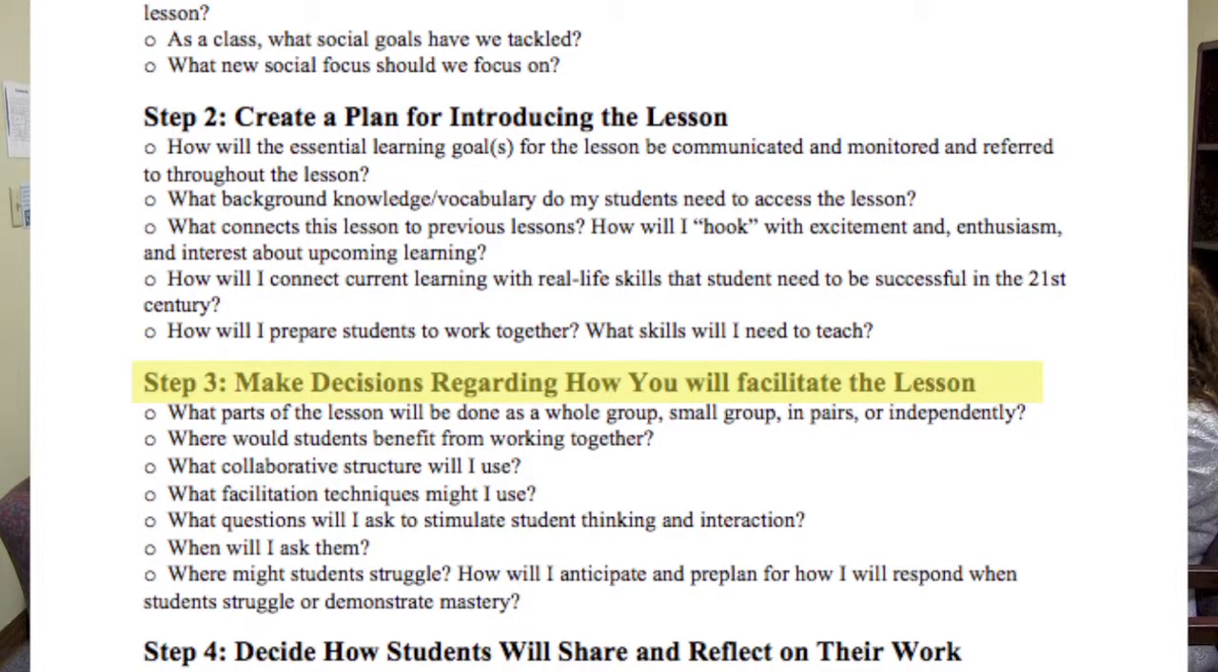Where might students struggle? How will I anticipate and pre-plan for how I will respond when students struggle or demonstrate mastery? So this is really the meat of your lesson, the big main body of your lesson. What are some ideas that you have to establish some of the main goals for your lesson with your students?